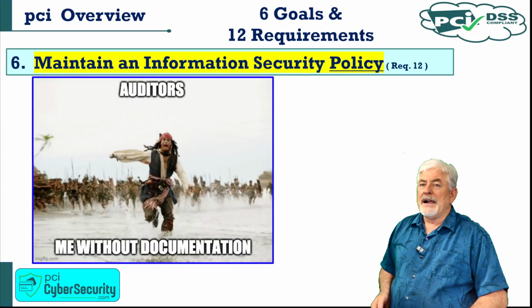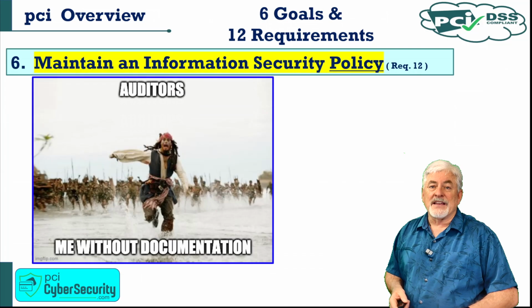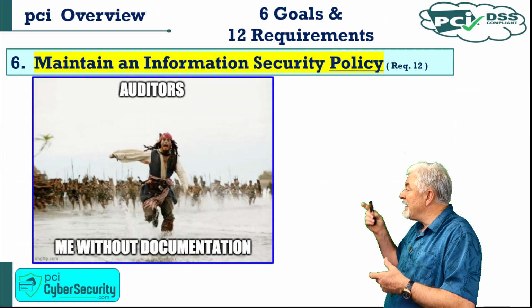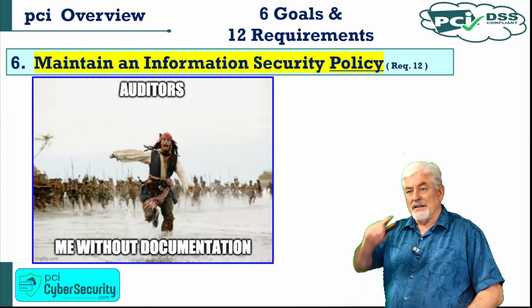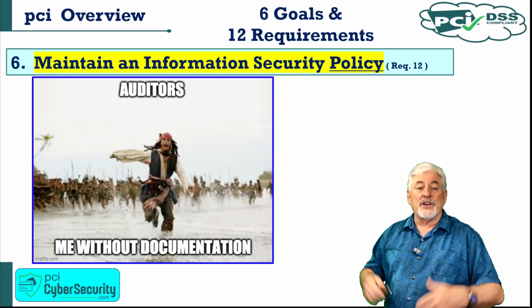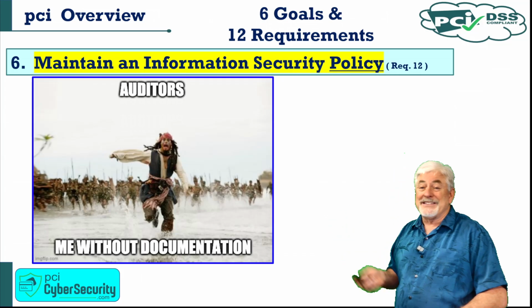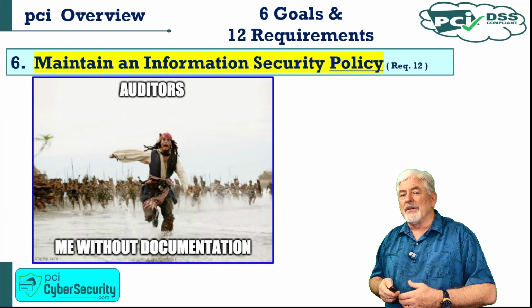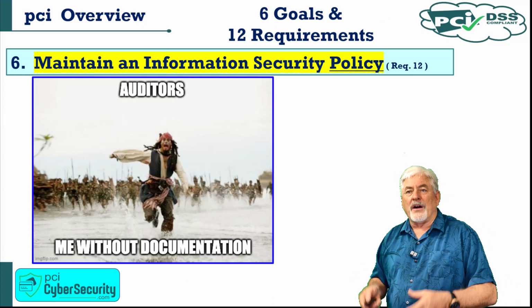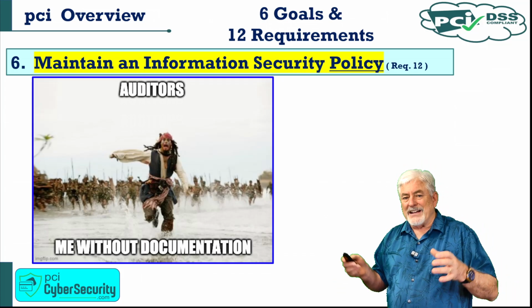All right, and finally, number 6. Goal number 6 is to maintain an information security policy. Underscore policy, which would indicate documentation, all right? This, I think, is probably one of the most important parts of the PCI DSS.